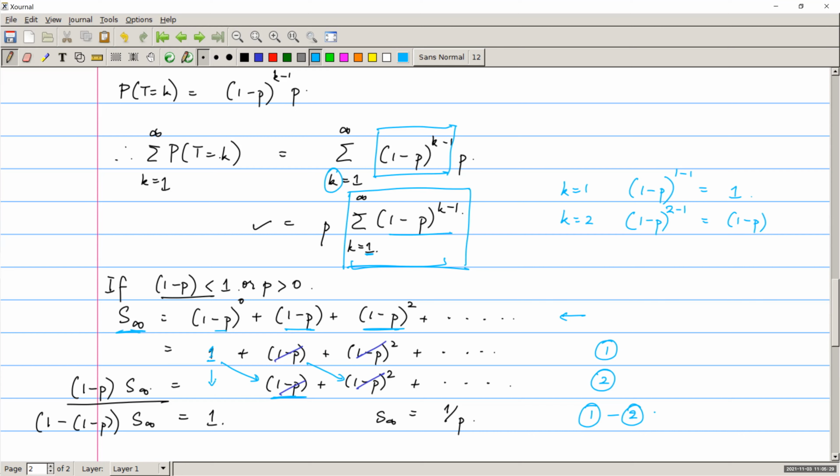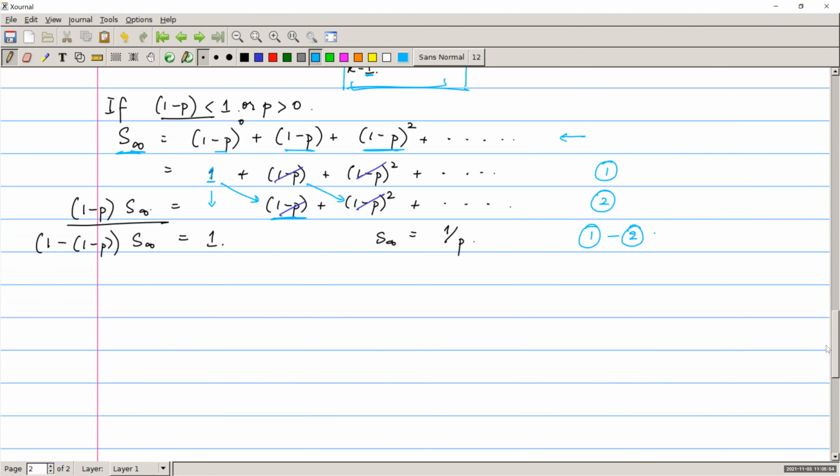This is how we do all geometric sums. It's not important whether you remember the formula or something like that. That's not material. What is important is how to exploit the fact that there's a common ratio to do the sum. So is this clear? Okay, so let's go back to the expectation.